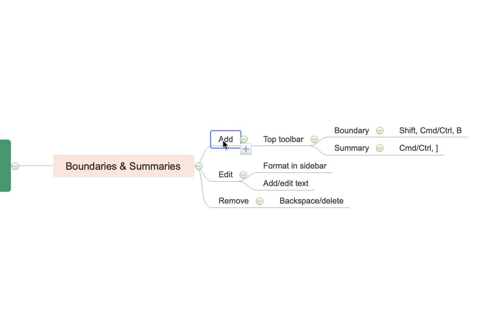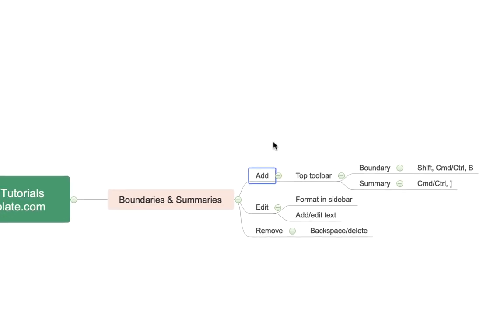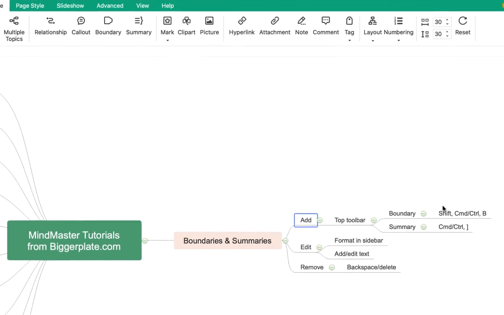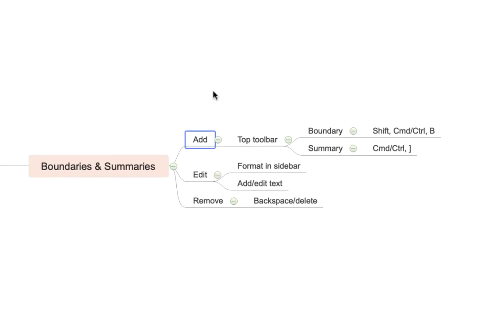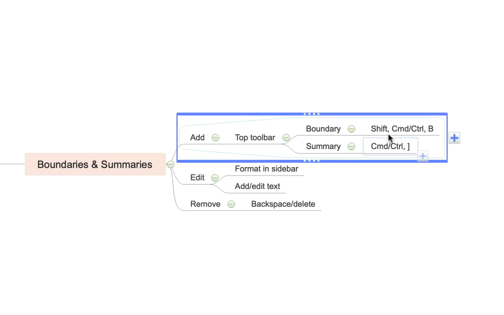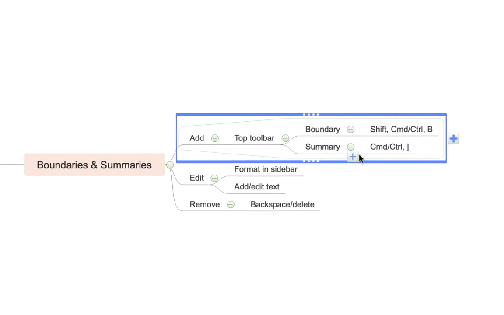So, for example, if I click on this Add Topic, I can then either come up to this top toolbar under the Boundary button here, or as you'll see down here, I can use the shortcut Shift-Command-B on a Mac or Shift-Control-B on a PC. So if I say Shift-Command-B, you'll see it creates this boundary around the parent topic that I selected and all of the child topics underneath it.